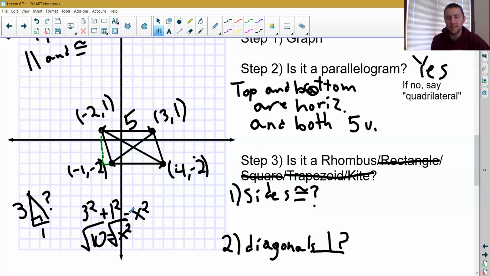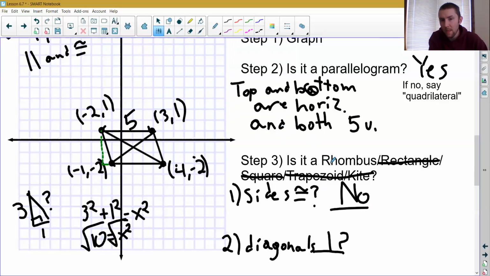Well, here's the good news for you guys. I don't actually care what the square root of 10 is. Do I? I really don't, because I'm just comparing this to the other side up here. So my only question is, is the square root of 10 equal to 5? Nope. The square root of 25 is equal to 5, but this says the square root of 10. So is the square root of 10 the same as 5? No. Are these sides congruent? No. The sides are not congruent, which means, is this thing a rhombus?